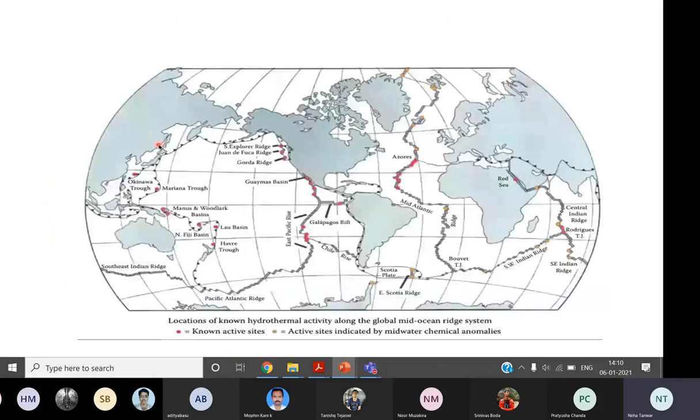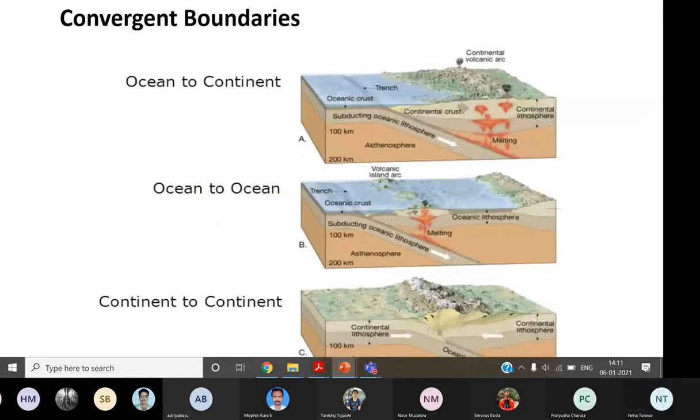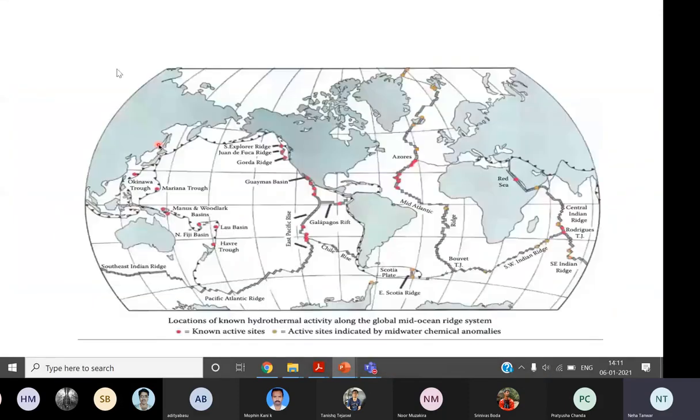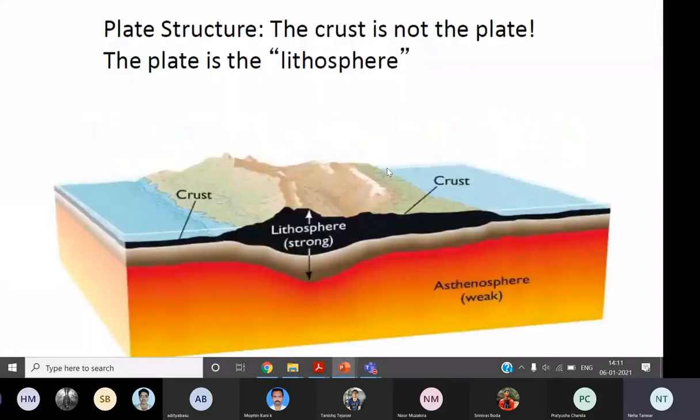We'll move back to the bigger picture. So what does seawater have to do with the plate boundaries, right? We will move to the convergent boundaries. No, first we will take the mid-Atlantic ridge. So these are two plates, and they are moving away from each other. This is the North American plate, this is the Eurasian plate, and they are moving away from each other. We are talking about this picture.